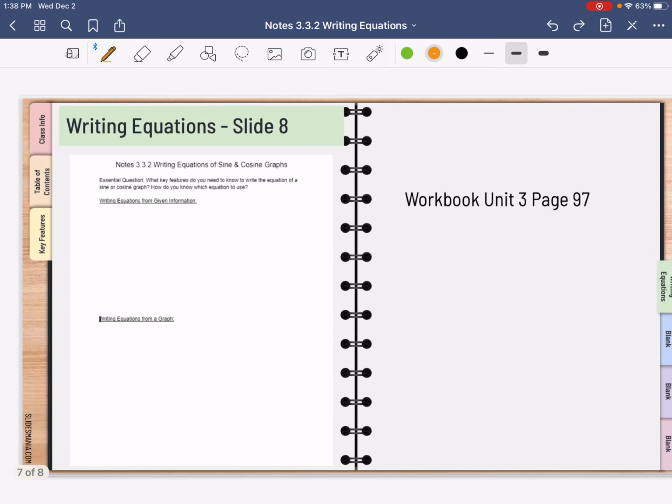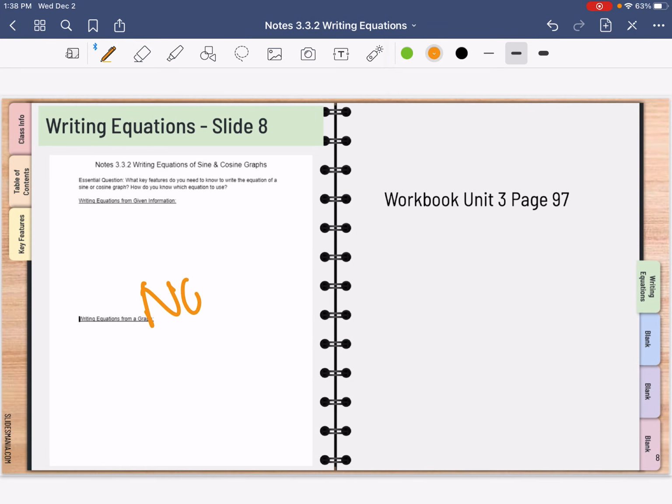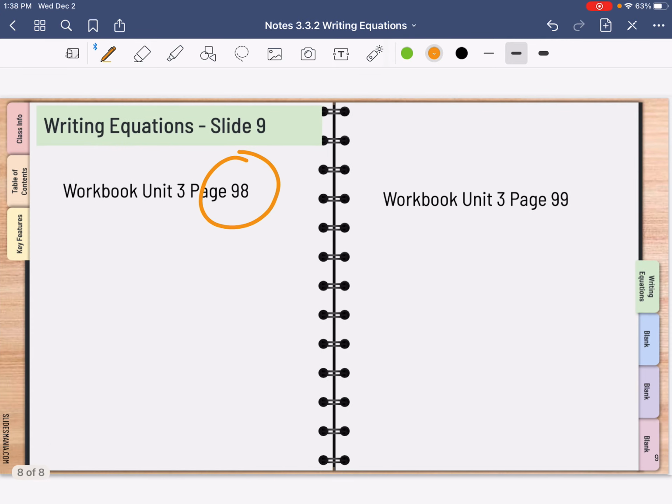You're going to put it into your digital notebook. The notes part goes on slide 8, page 97, and then on slide 9, page 98 and 99, example 2 and 3. Your homework is page 103, I believe, 1 through 10. Okay, that's it.